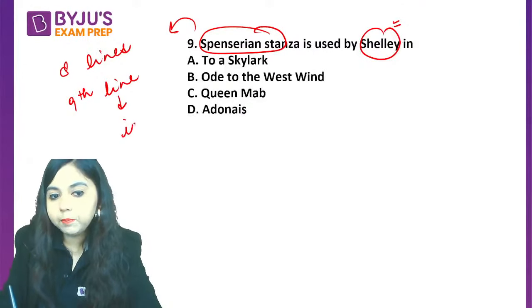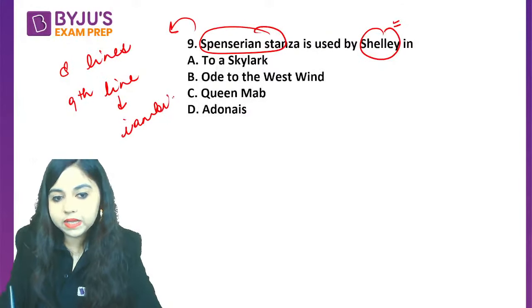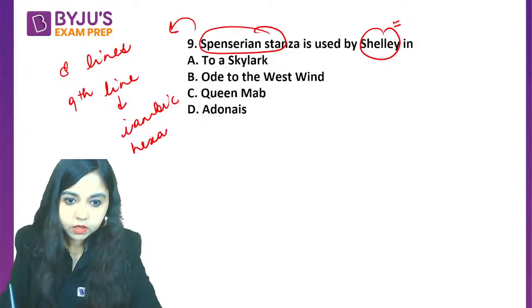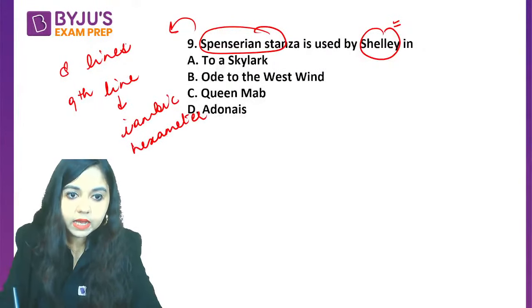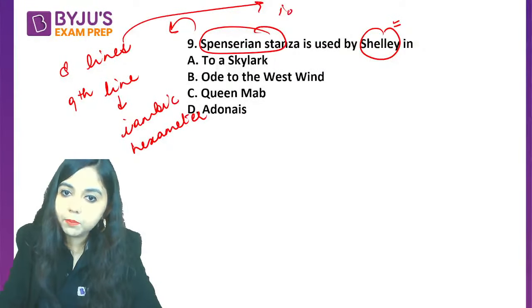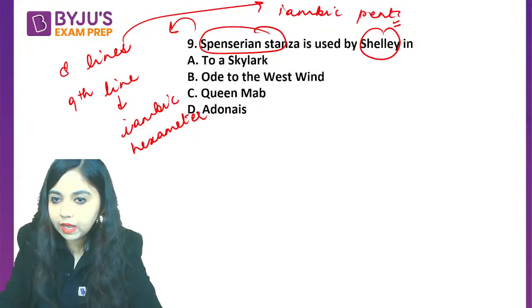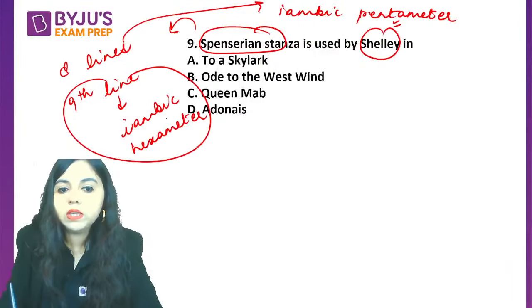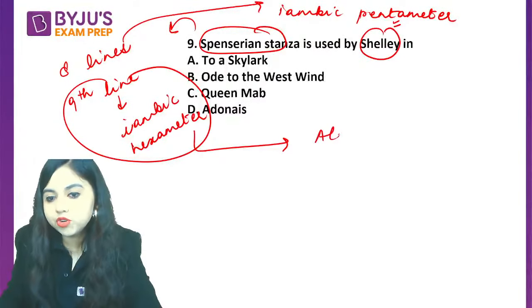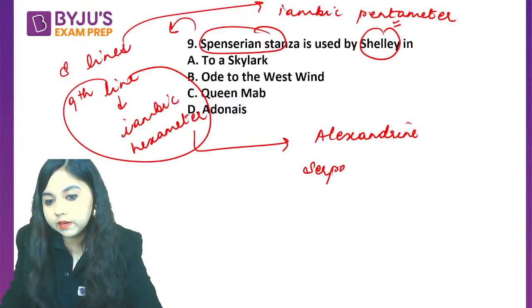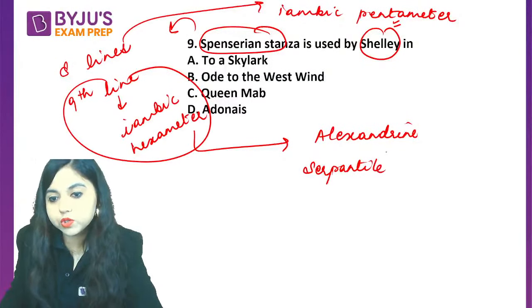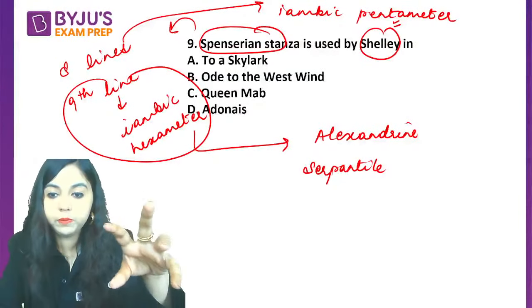This is in iambic hexameter, and the 8 lines are in iambic pentameter. Iambic pentameter, iambic hexameter. What is the 9th line also called? The 9th line is also called alexandrine, or serpentile, right? So it's called alexandrine, it's also called serpentile. That is the way we are defining it.